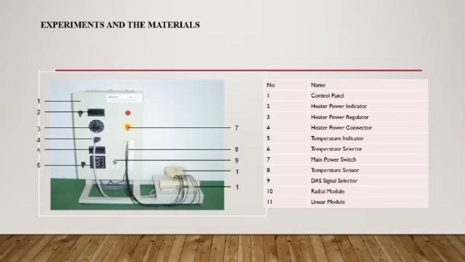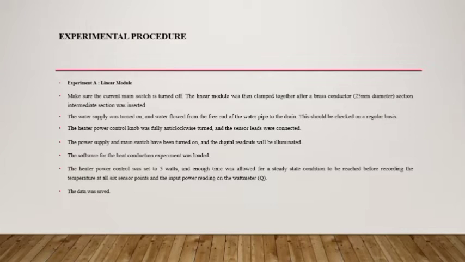Moving on to the next part, the procedures. For the procedures, we have two types of experiment: one is the linear module, and the other is different. For the linear module, we make sure the main switch is turned off. The first step is to turn off the switch. Next, the linear module is clamped together after the brass conductor, 25 millimeter diameter intermediate section, was inserted.